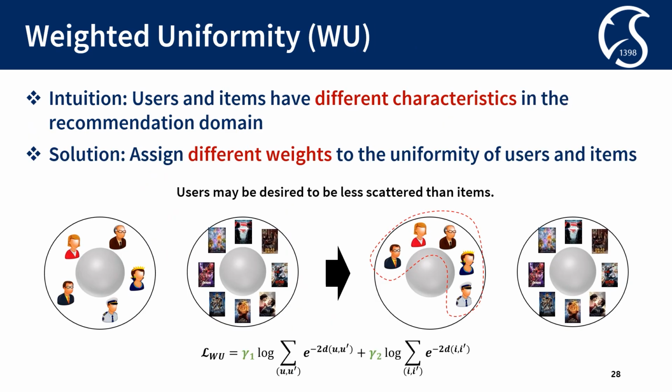Similarly, for WU, we assign different importance to the user and item uniformities to make it suitable for the recommender system. This is because in some datasets, it may be important to spread user vectors more uniformly than item vectors.